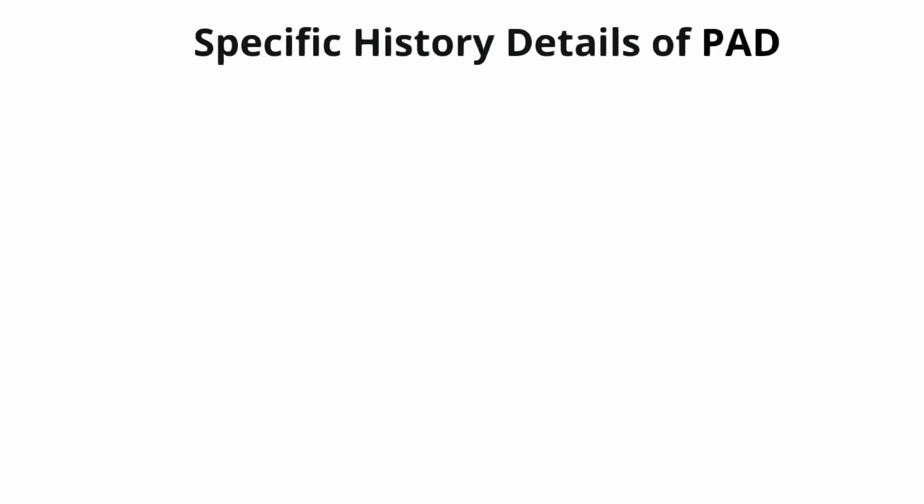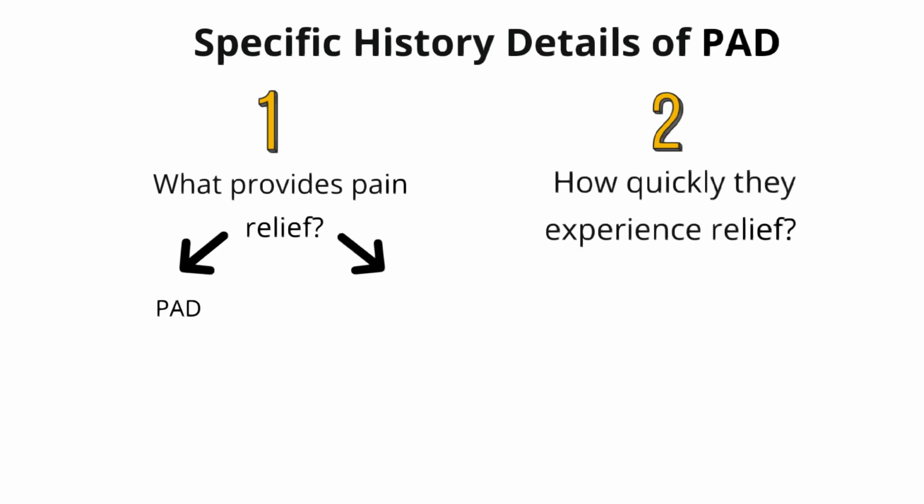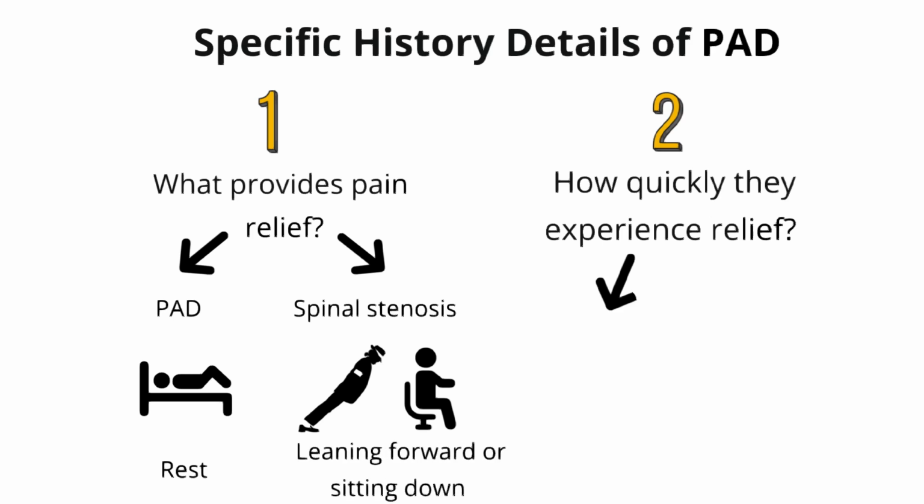So what specific history details can help move peripheral arterial disease higher on your differential? Pay close attention to 1, what exactly provides pain relief, and 2, how quickly they experience the relief. How the pain is relieved can help differentiate PAD from spinal stenosis, a common mimic, in that in PAD, the relief is provided with rest, while in spinal stenosis, the relief would come from leaning forward or sitting down. Second, patients with PAD will tell you that the symptoms resolve quickly, usually within minutes after resting.